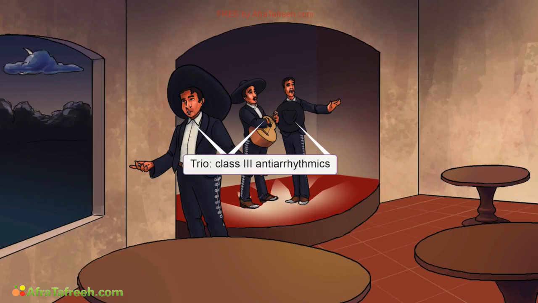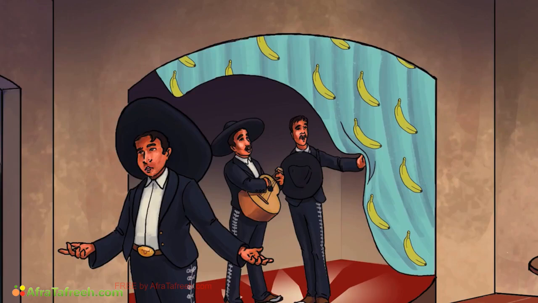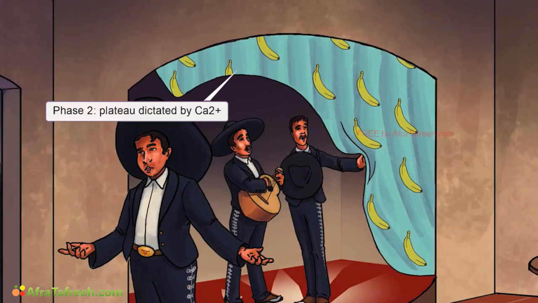Let's introduce our Class 3 antiarrhythmics now, the mariachi trio Los Tres Amigos. Notice the fruity pattern on the curtain being pulled back to give our mariachi band a more dramatic entrance. The shape and pattern of the curtain should look familiar.